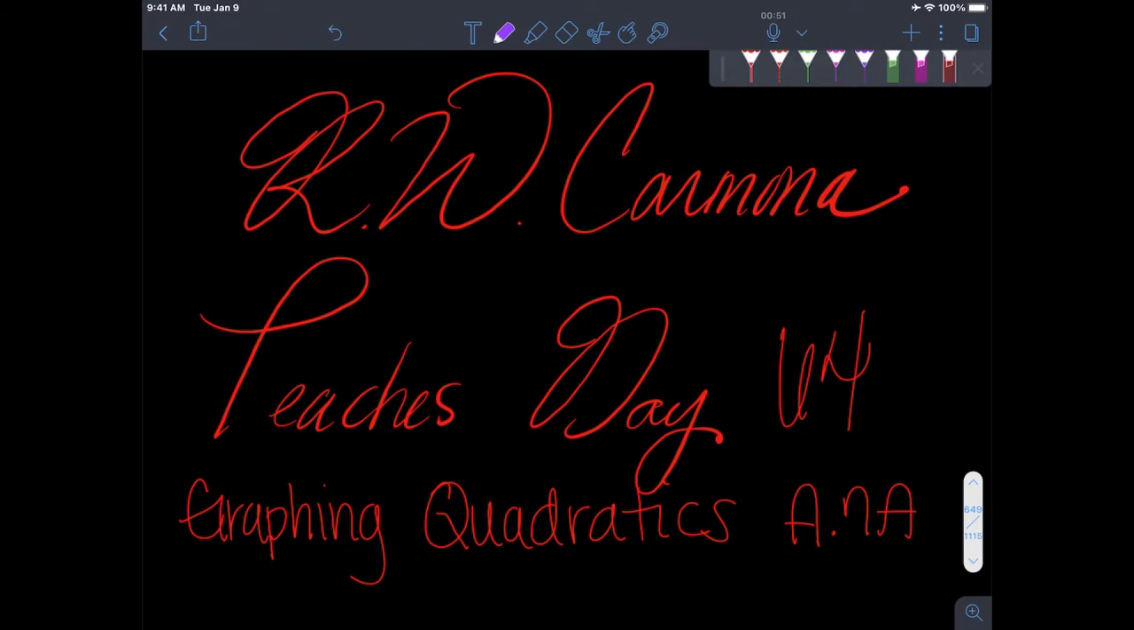Algebra 1, Day 64. Today we're going to be talking about graphing quadratic functions, things that have a highest exponent of x squared. So before we get into our official notes, I just want to write a few things down so that you guys can understand it a little bit better. I'm going to define all of our terms so that we can have a really good understanding about this.